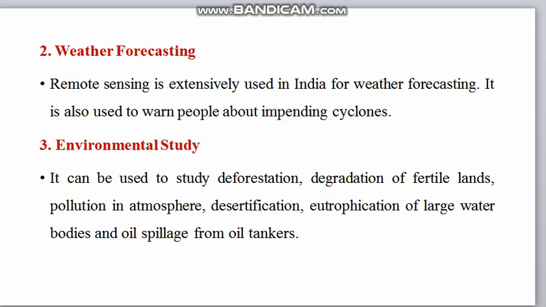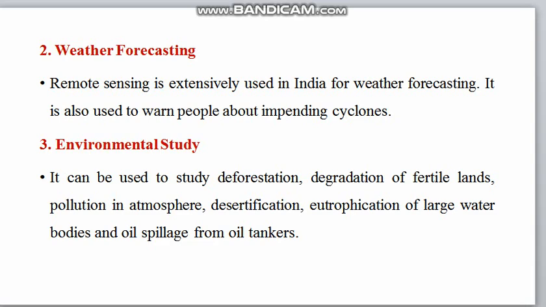Weather forecasting. In weather forecasting, remote sensing is extensively used in India. It can also be used to warn people about an impending cyclone. In environmental study, it can be used to study deforestation, degradation of fertile lands, pollution in the atmosphere, desertification, eutrophication of large water bodies, and oil spills from oil tankers.